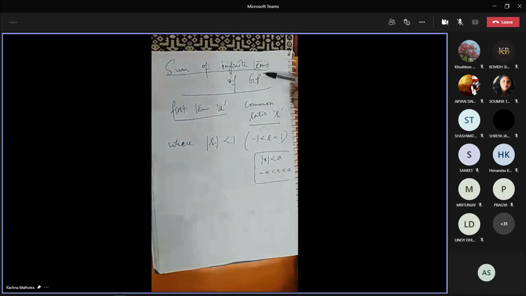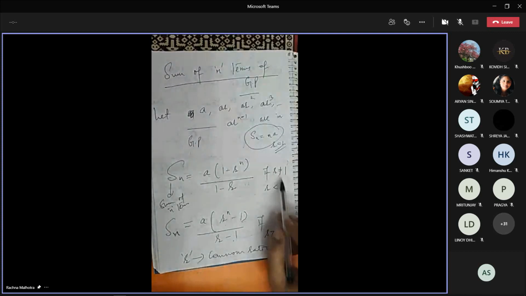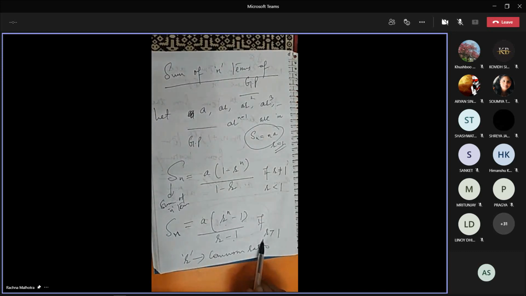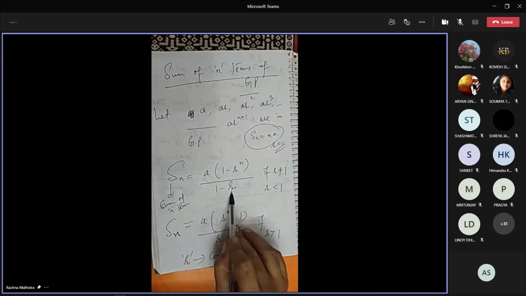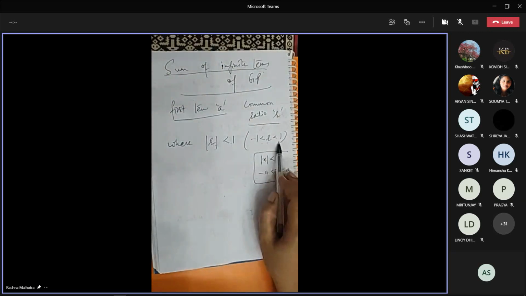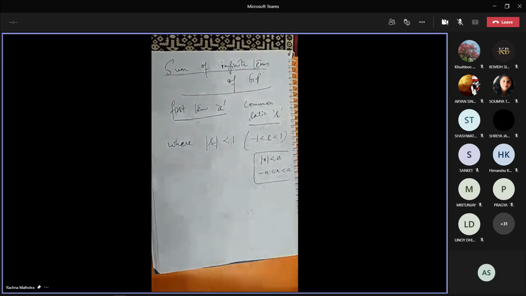I repeat, now we are doing the sum of infinite terms of GP. It is a new formula, we have to find S infinity. The first term is a, the common ratio is r, but the restriction for r is this. When we were talking about the sum to n terms, there was no restriction for r, only that r is not equal to 1, with separate forms for r less than 1 and r greater than 1. But this time the restriction is that r must lie between minus 1 and 1. Only in that case can we study the sum to infinite terms of GP.